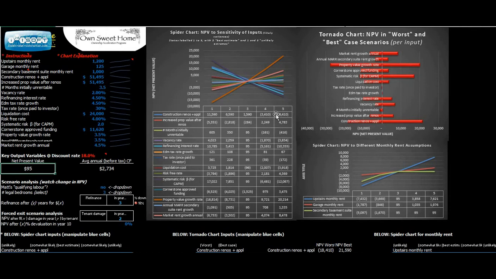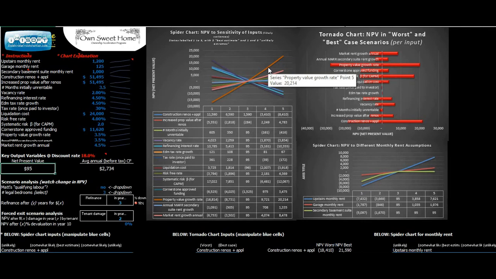Just looking at the slopes here, we can figure out what's our most sensitive variable. As you can see right there, property value growth, point number 5, is definitely the most sensitive variable. That's really not surprising because I have a tap out here in year 10 where basically I sell the property and I take my money.